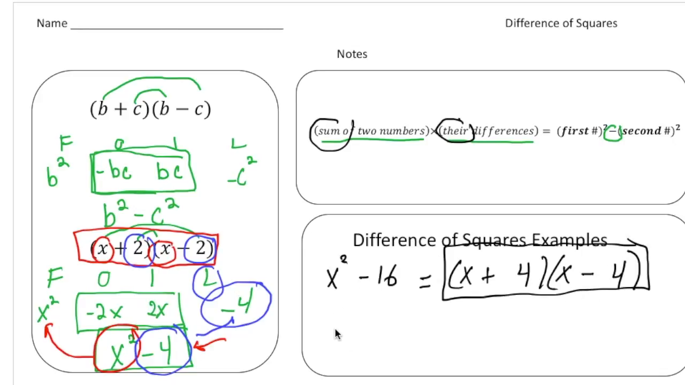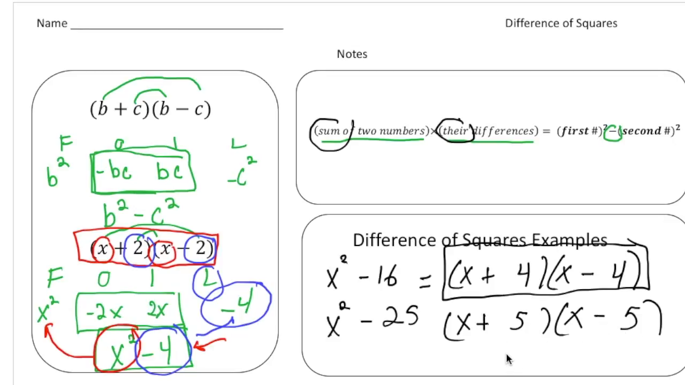So let's try another one. How about if I said x squared minus 25. We know the first terms are going to be an x and an x. We know the second terms are going to be a 5 and a 5. And one is going to be the sum, and one is going to be the difference.